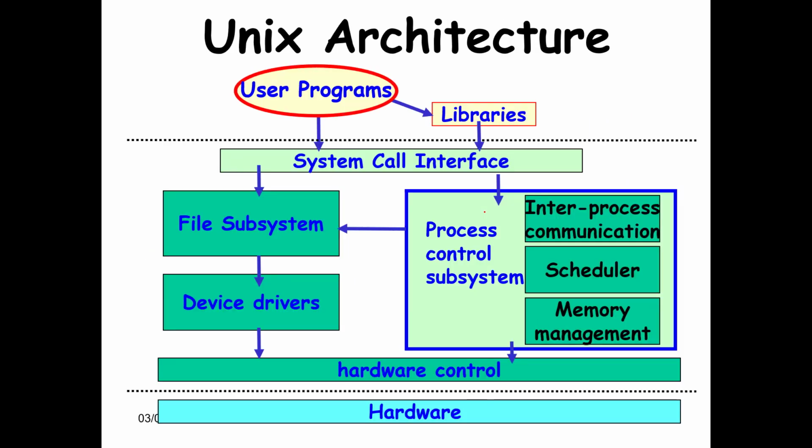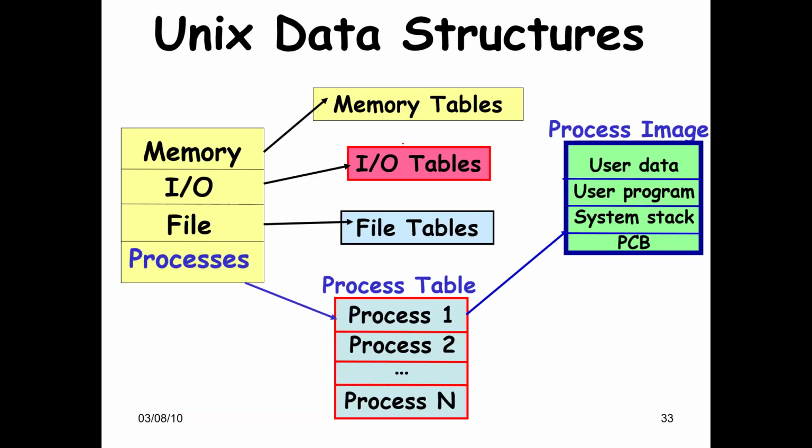So in the Unix architecture, we of course have the hardware, a layer above the hardware, lots and lots of code for controlling processes, which includes the memory manager, the scheduler, and the inter-process communication, and the file system and device driver. So this is a very standard conventional structure that Unix has with process control, file systems, and then of course a system call interface for user applications, right?